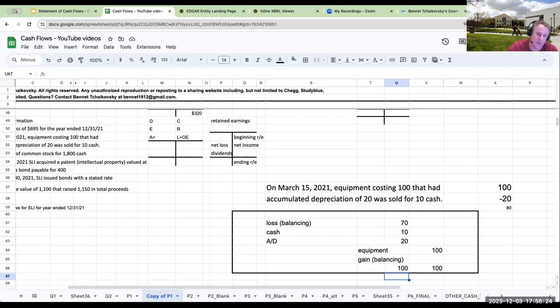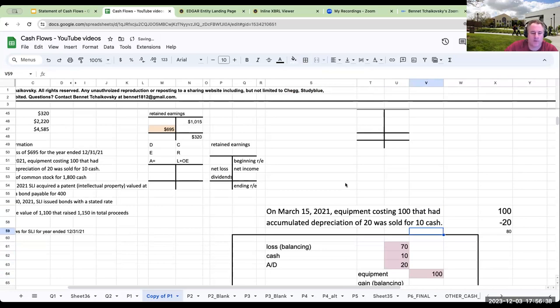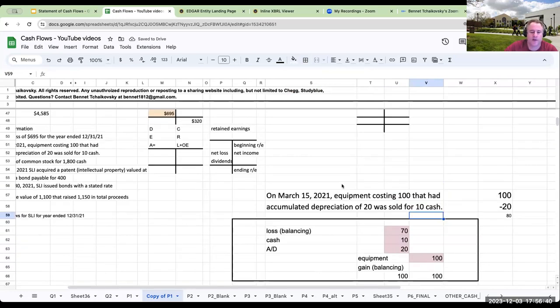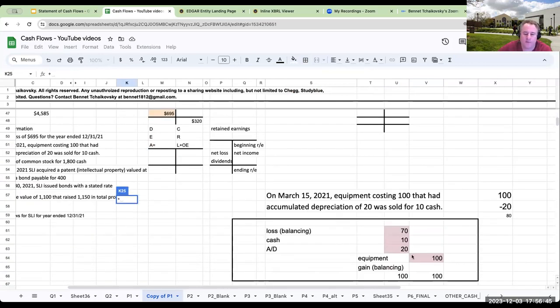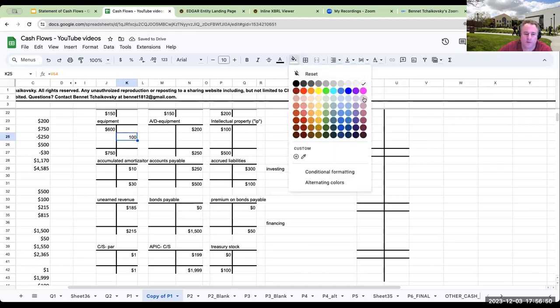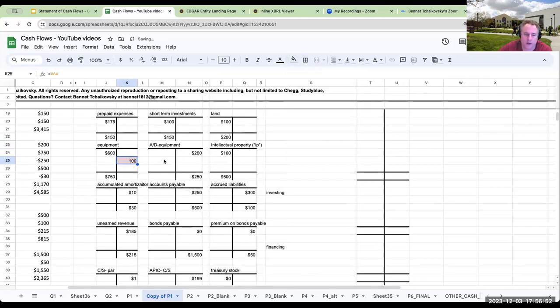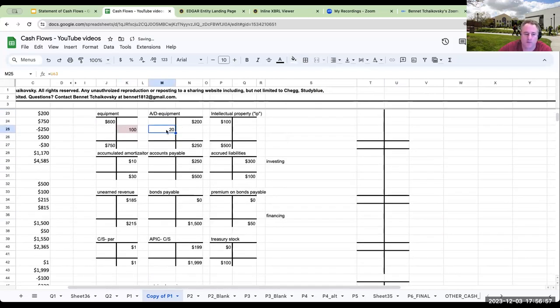So what I'm going to do now is take this journal entry and put it into the T accounts. And I'll go ahead and give these all a nice color. Kara gave me permission to use this, so this is perfect. Okay, so right over here, equipment. I credited equipment for 100, so I come over here to equipment for 100. It's being credited. I'm debiting accumulated depreciation on equipment for 20.